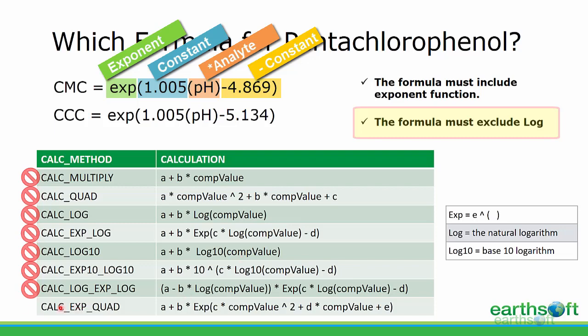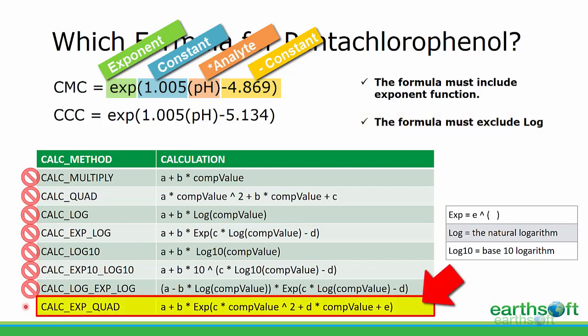And so all we're left with then is this last one in the table here. So we can see that we're going to have to select the Calc X quad calculation method for this particular formula. Now looking at this, I will grant you that this is a significantly more complex formula than what we're looking at from our reference point.